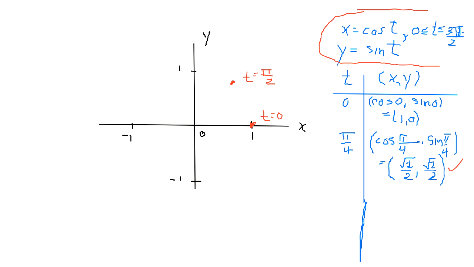Okay, now I can tell you that this insect is going to pass through the point 0, 1. And at what time does the insect pass through the point 0, 1?